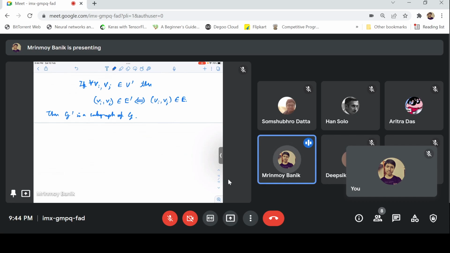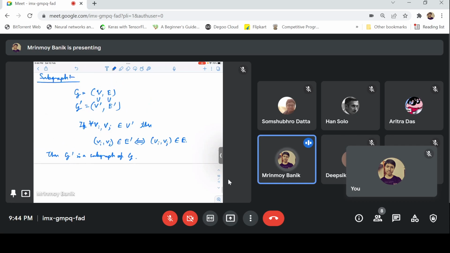Now there is a theorem called Mantel's theorem and Turan's theorem, but there was an inequality before that. What was that?